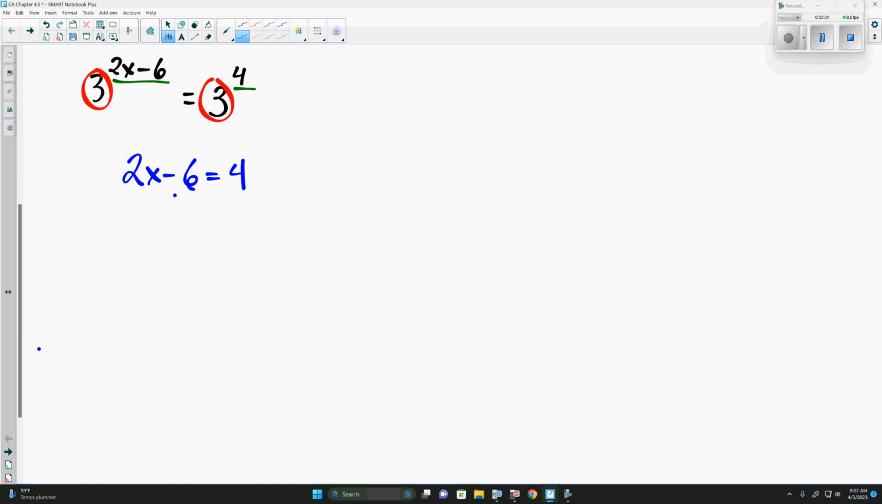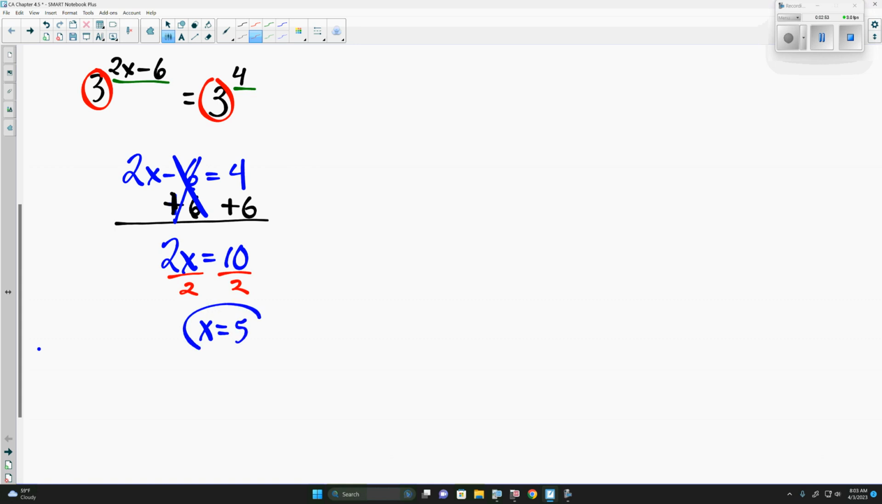So at this point here, we just need to solve. And the first thing we can do is add 6 to both sides. These will cancel, telling us that 2x is equal to 10. Divide both sides by 2, telling us x is equal to 5. That's it.